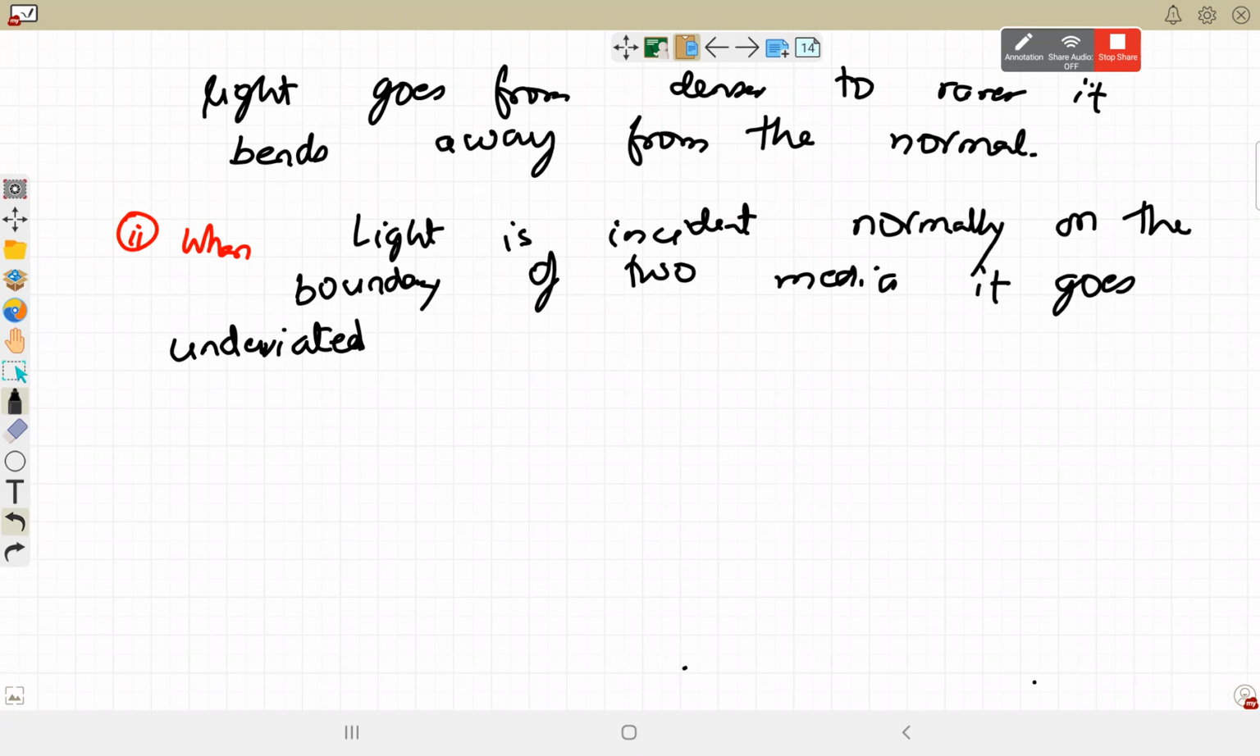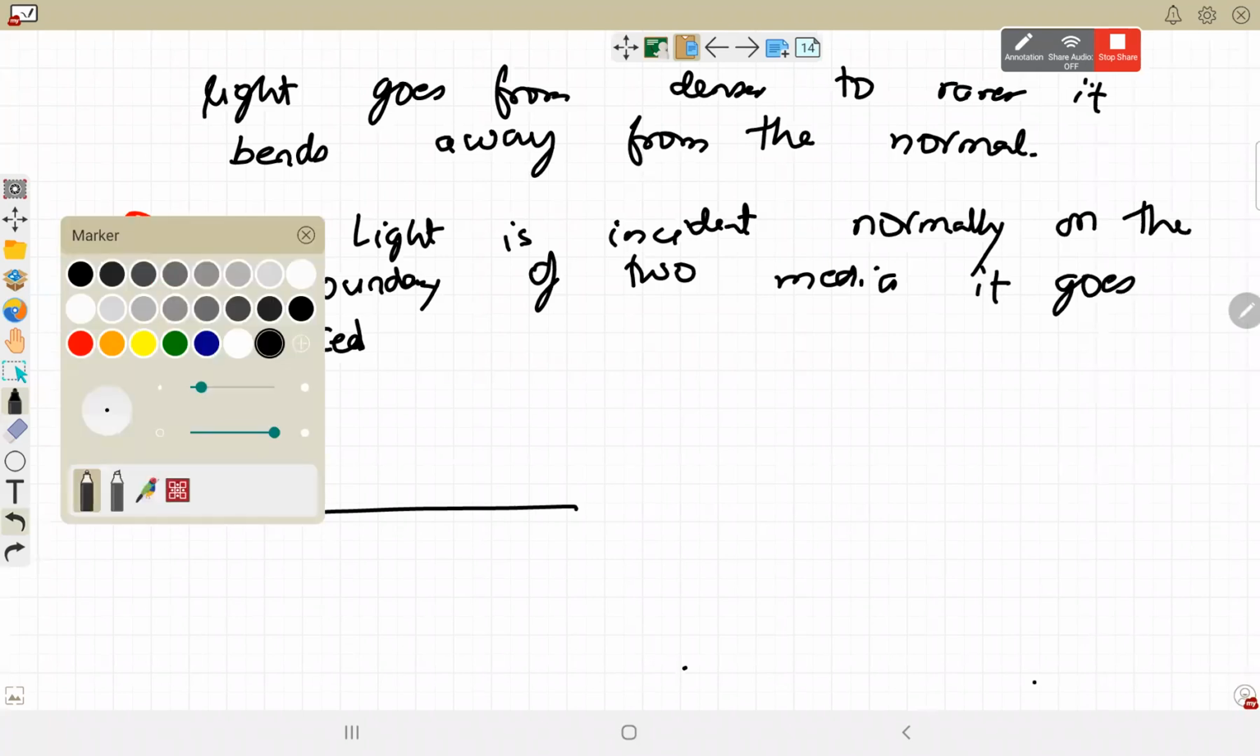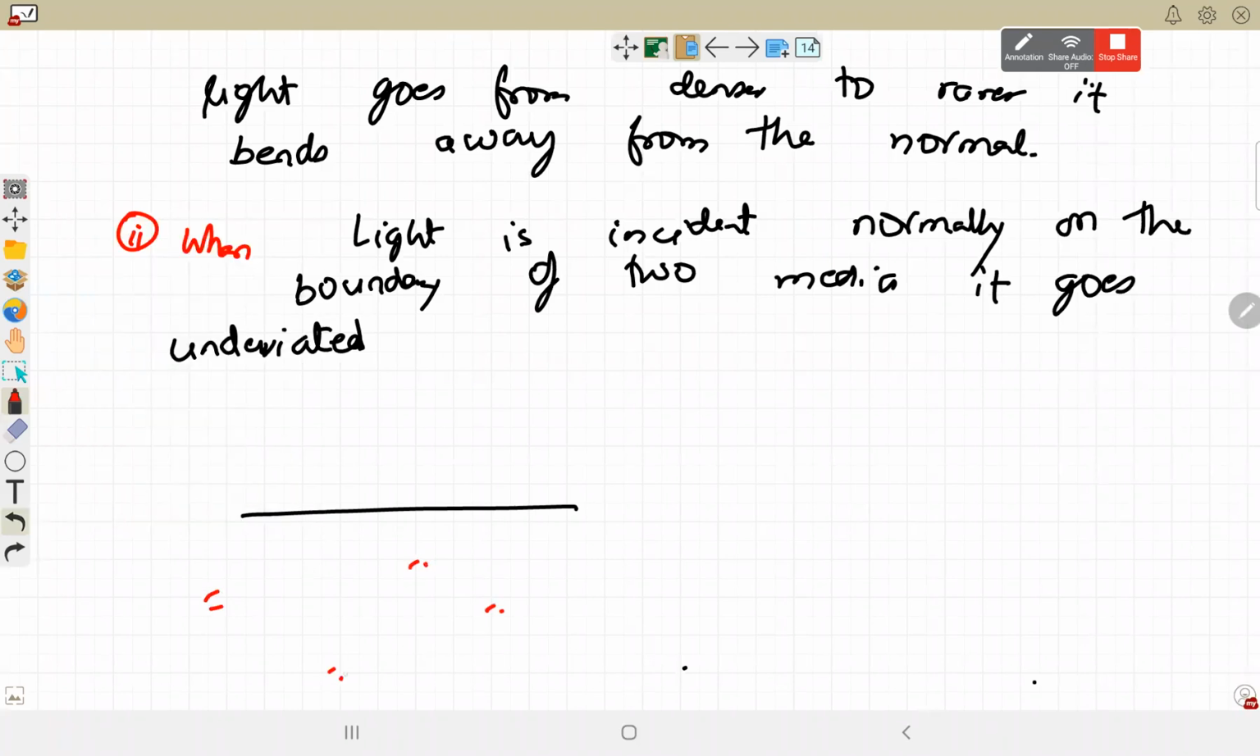So the second point essentially just means when the incident ray is coming exactly in the same line as the normal. Yes, it will be in the same line along the normal. If it is along the normal, then it does not matter whether it is going from denser to rarer or rarer to denser. It will be exactly the same.